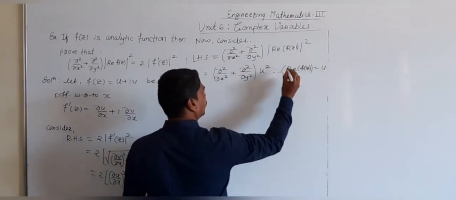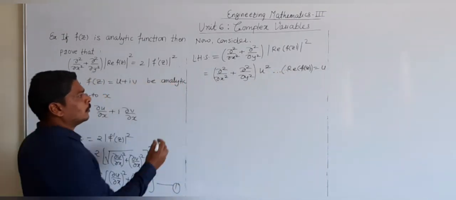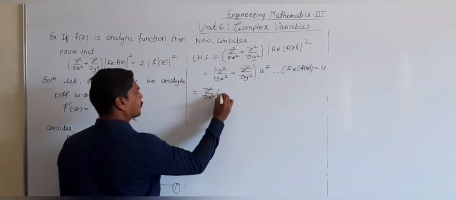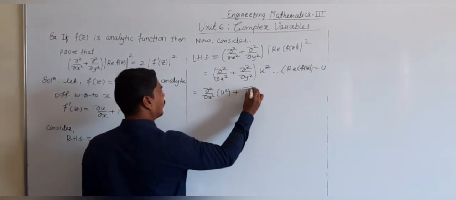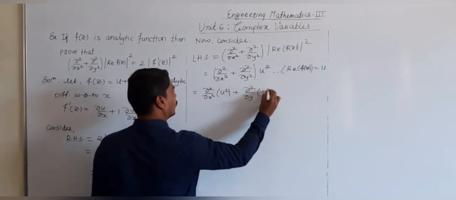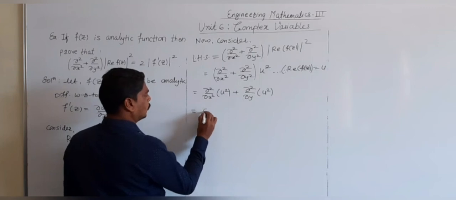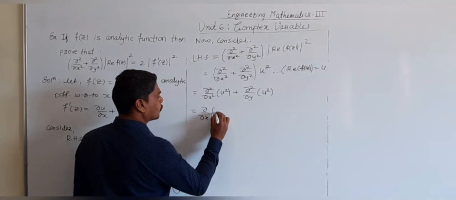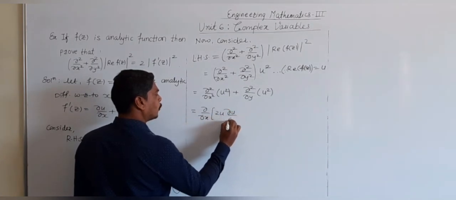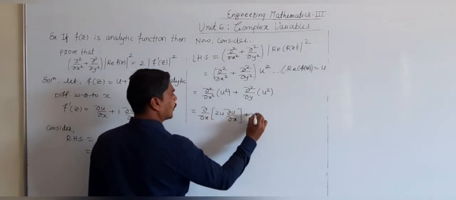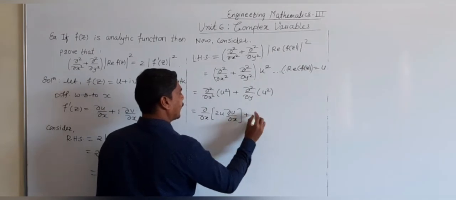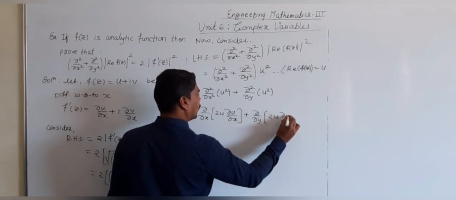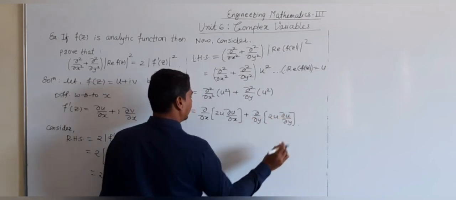Okay, so we get u square and then separate this, we get second derivative with respect to x of u square plus second derivative with respect to y of u square. So this is equal to first derivative as it is, differentiate once with respect to x, we get 2u into ∂u/∂x, plus similarly this becomes one derivative as it is with respect to y into bracket 2u into ∂u/∂y.